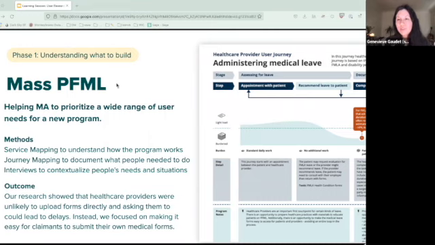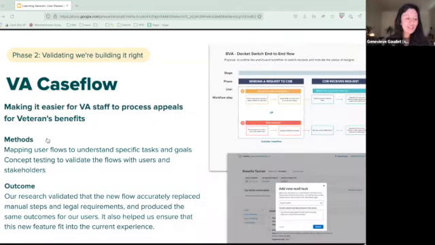That's getting to a good understanding of what we will actually build. And I'm going to hand it to Daniela to talk about how we think about user research in phase two, when we already know what we're going to build. Yeah, thanks, Genevieve. Can everyone hear me okay? Yeah. Cool, thanks. So let's talk about that next phase, phase two.